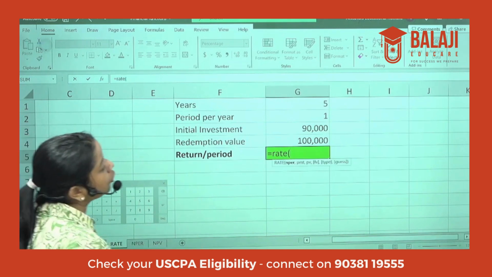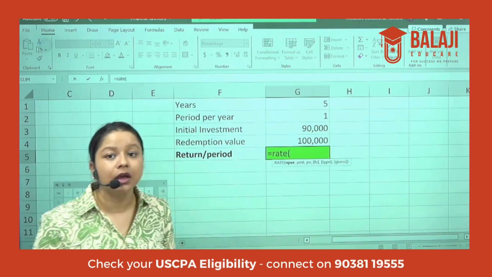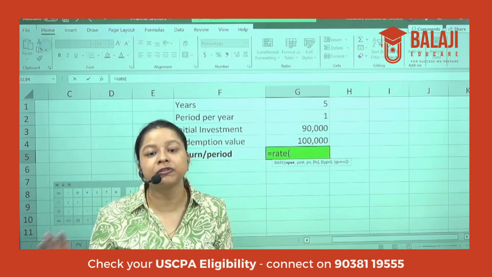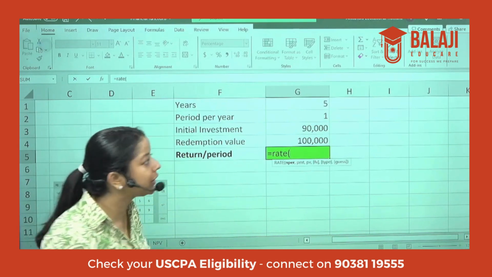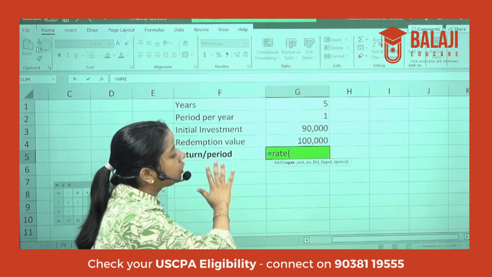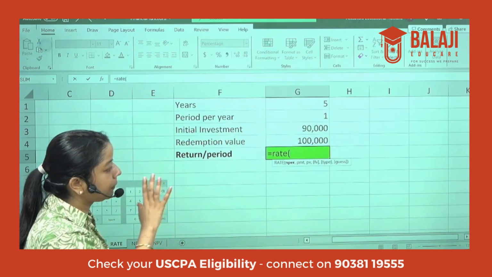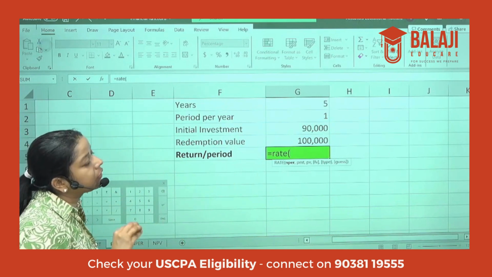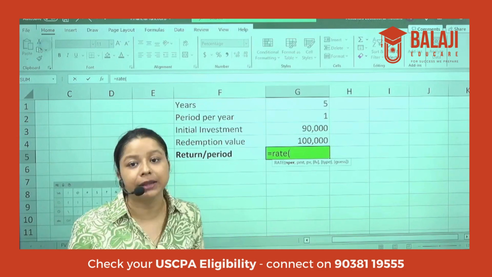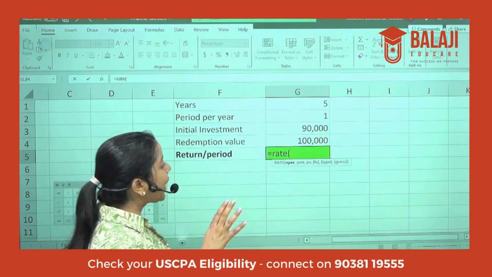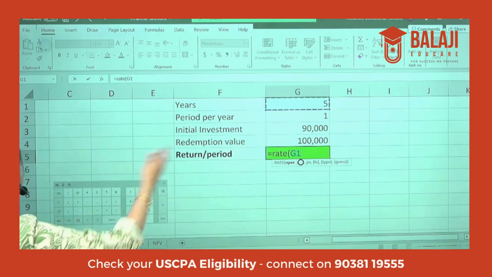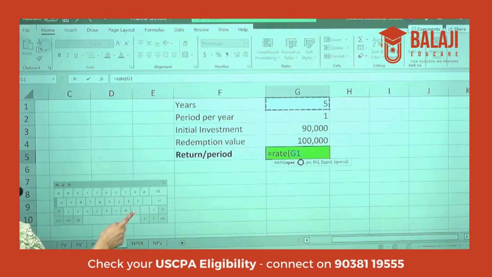The first argument that we need is the number of periods. Over here we just have one single payment and the number of periods is 5 years. There are 2-3 things that you need to keep in mind. Here we just have an initial investment and a redemption value. So I will select the number of years, which is 5. You can also multiply it with 1, doesn't matter.